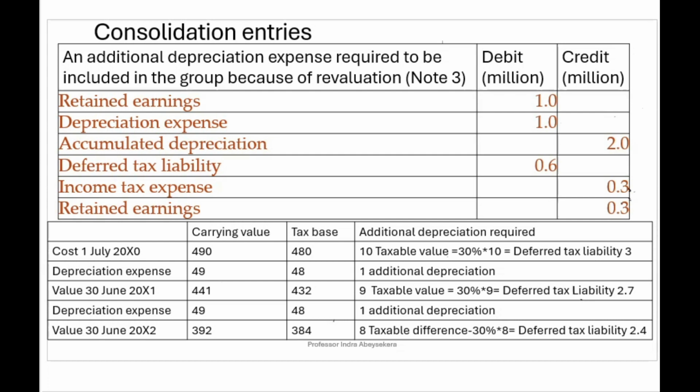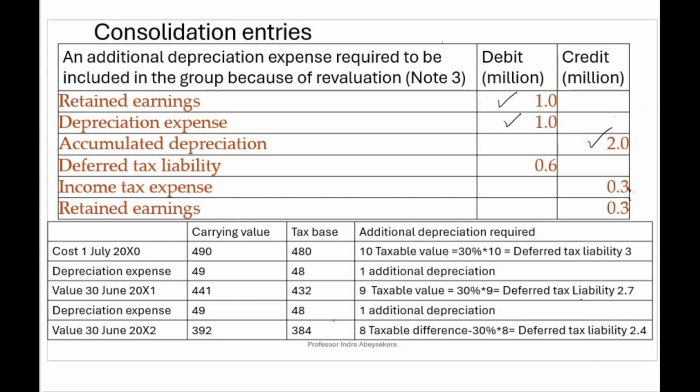expense, is 1 million. But there was a previous year, and there should have been depreciation expense in the previous year, and that depreciation expense should be included in retained earnings. That's 1 million. For the 2 years, accumulated depreciation is 2 million. Because we increase the depreciation expense, we increase the expense, the profit will now decrease.